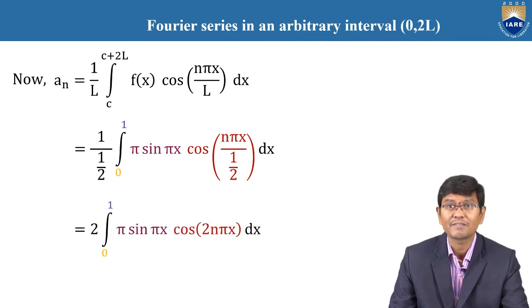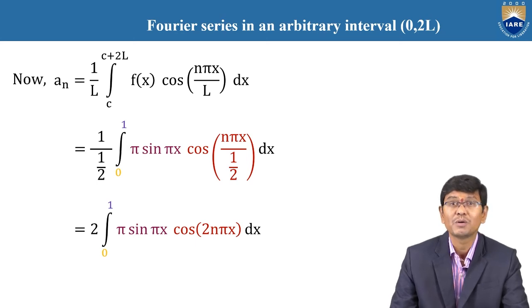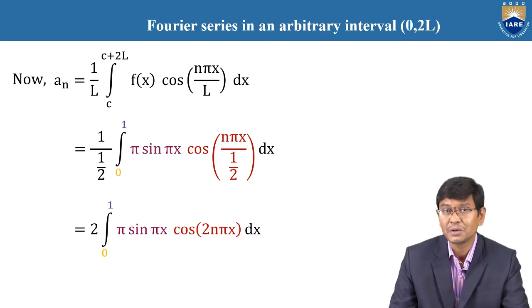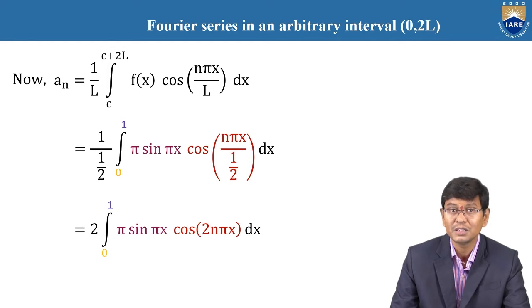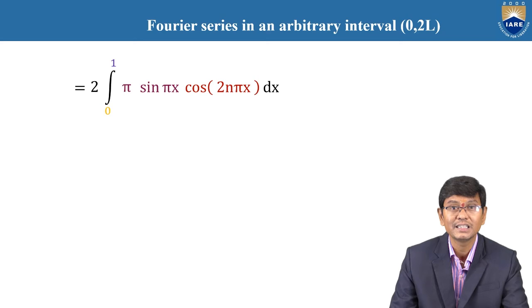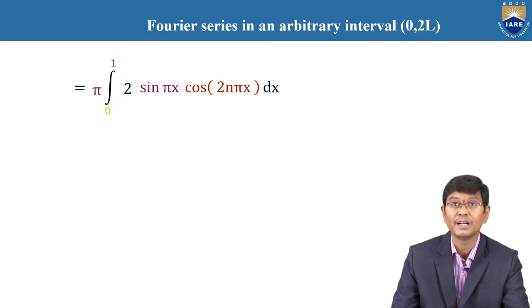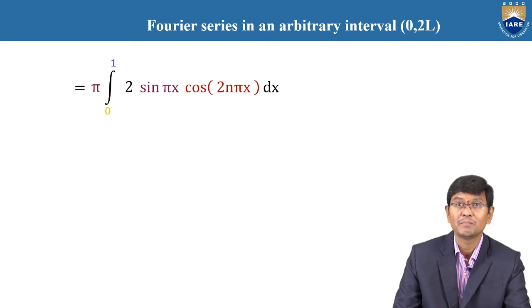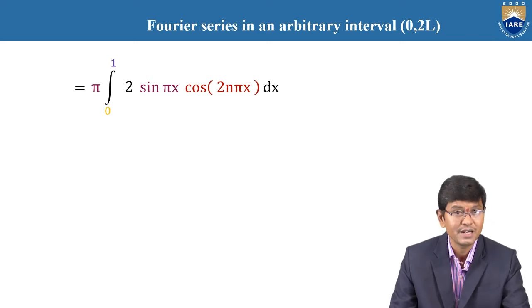After simplification, here we get 2 into integration 0 to 1 of π sin πx into cos 2nπx into dx. While observing this, π is a constant, so you need to take it outside as common, and the 2 you consider inside. Therefore, after interchanging π and 2, we get π into integration 0 to 1 of 2 sin πx into cos 2nπx into dx.